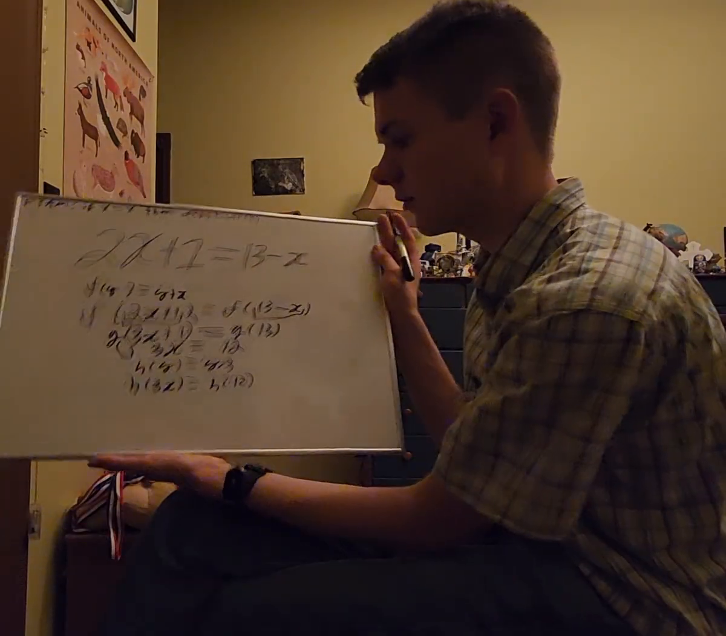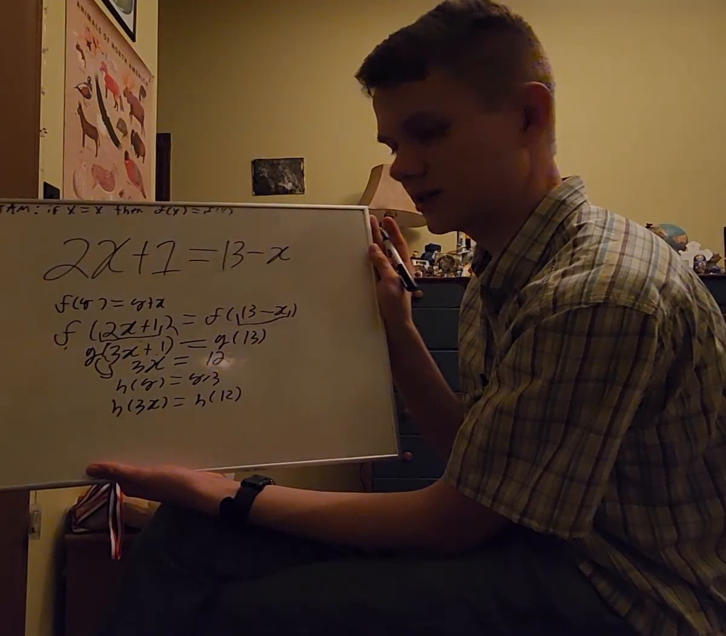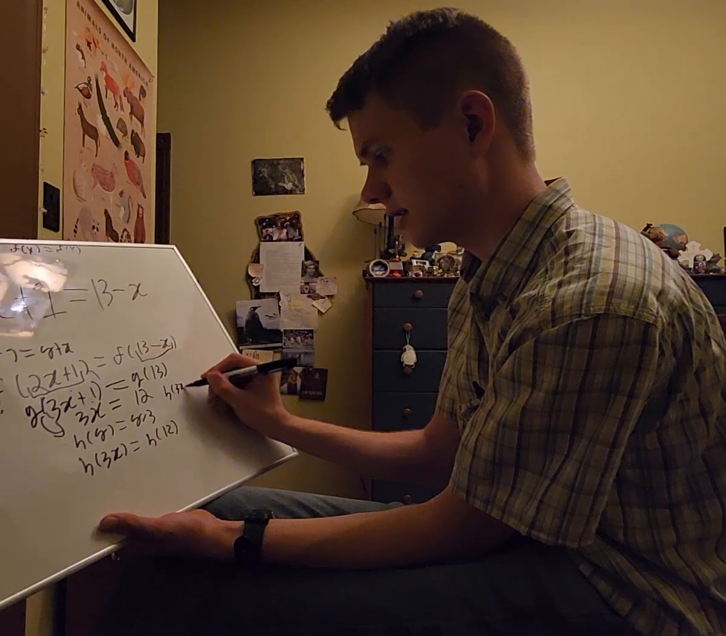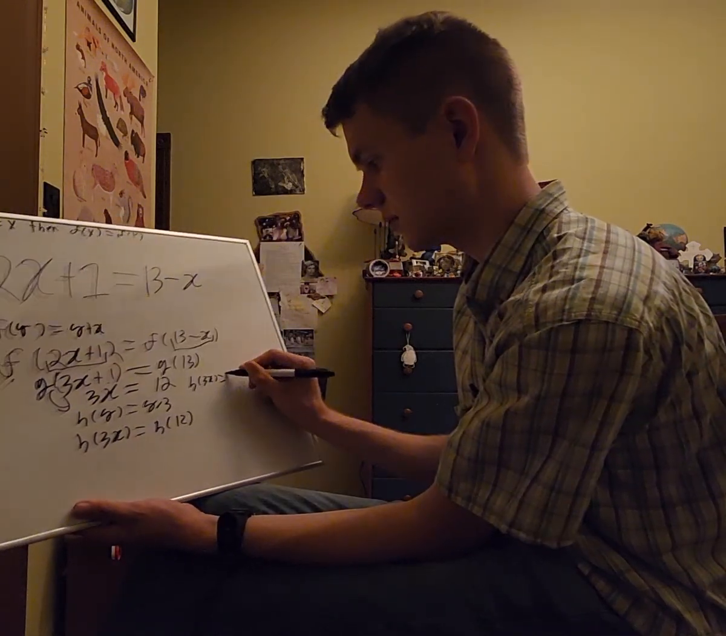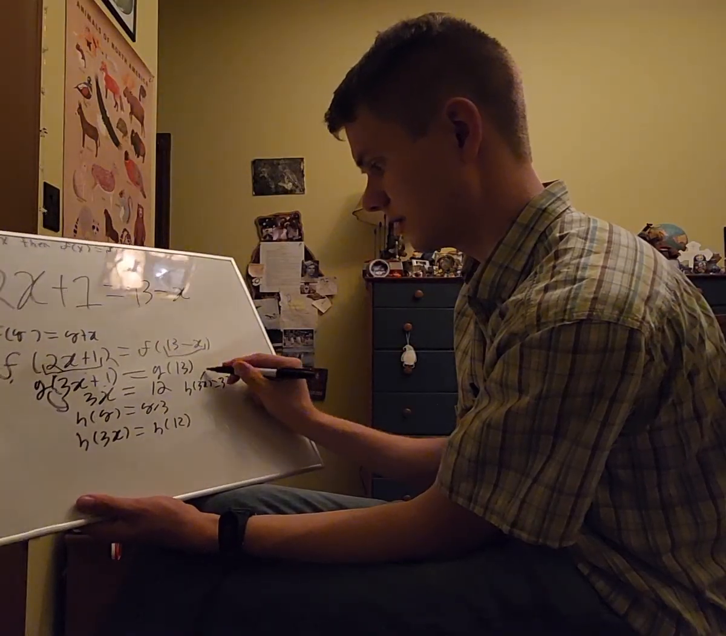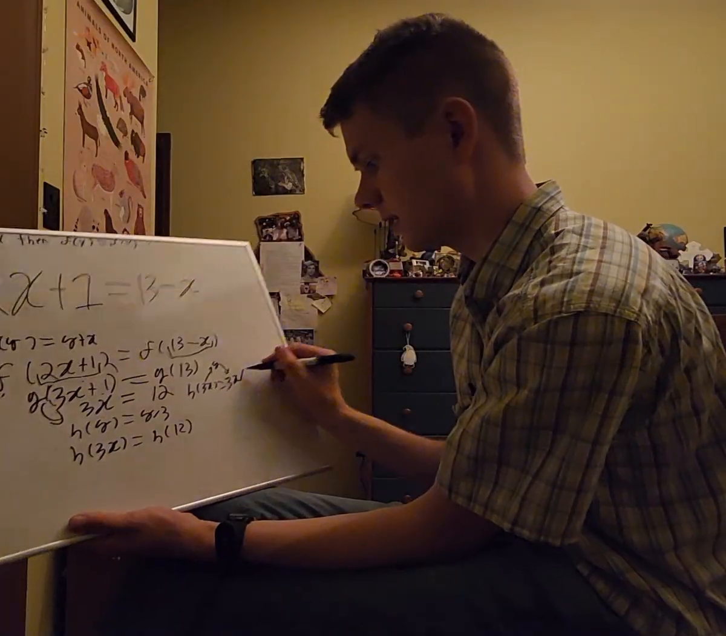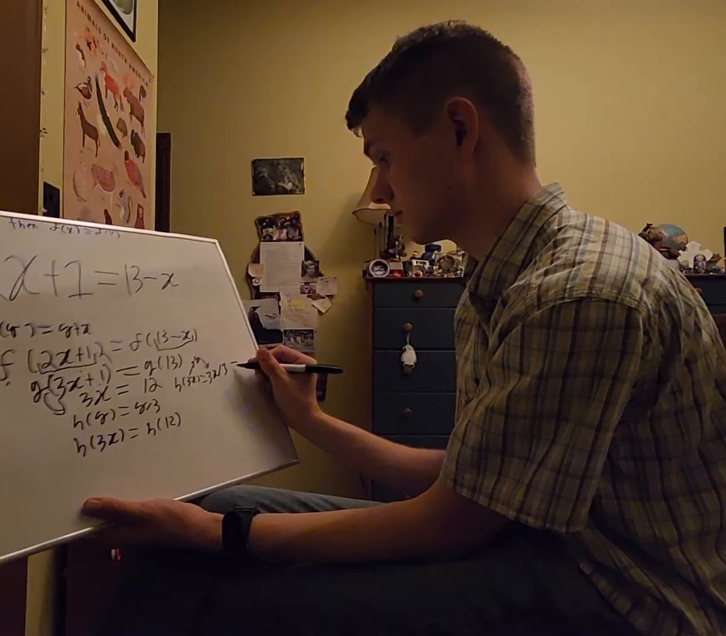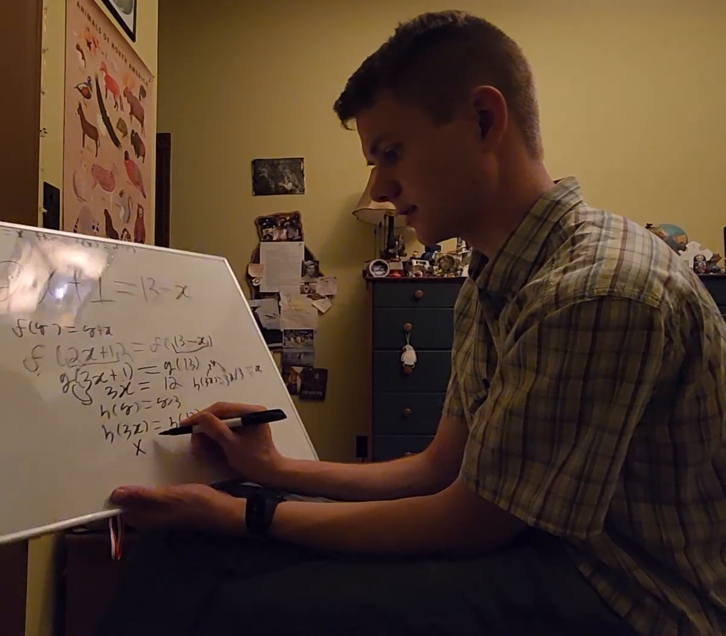Okay, I am running out of room, but let's figure out what h(3x) is. Well, y is 3x. So h(3x) is equal to y divided by 3, where y is 3x. 3x divided by 3 is x. Okay, so now h(3x) is equal to x.